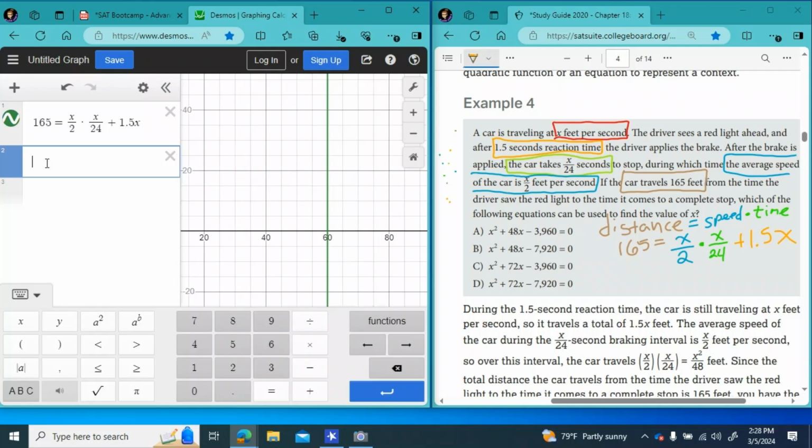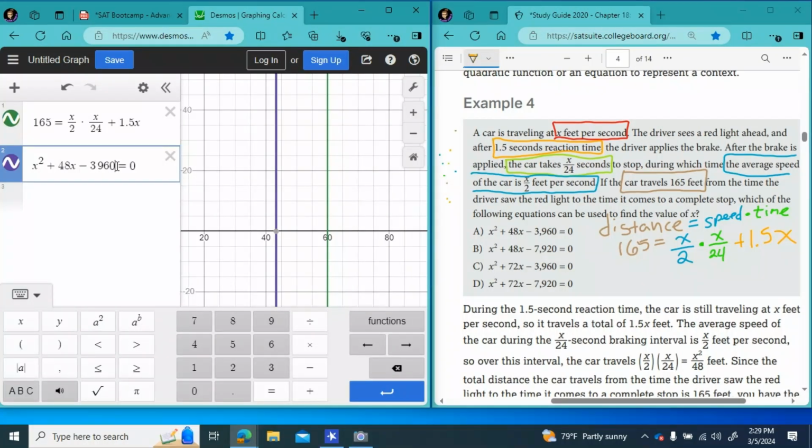Now I can find my match without having to multiply and rewrite it to look like the answer choices. I can just come right here and say x squared plus 48x minus 3,960 equals 0. And that would be 43.35, but not 60, so it's not A.